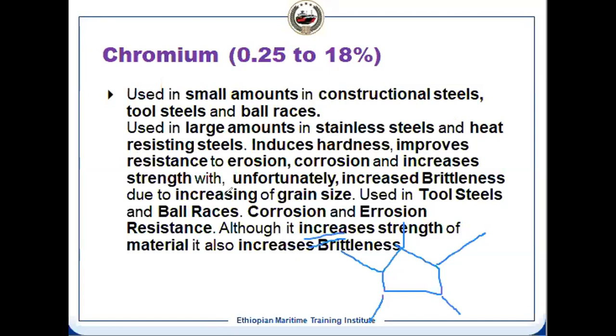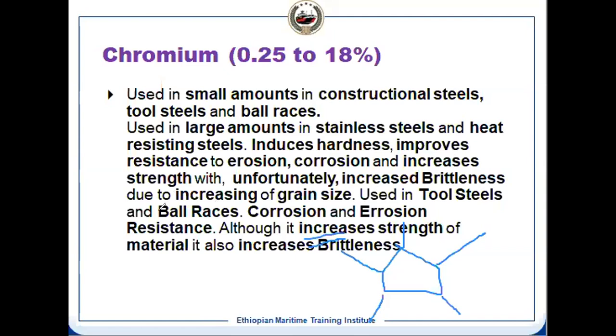The strength also increases, but once the strength increases, ductility is lost a little, and it creates brittleness, which is actually not good. Brittleness means it can break. That is the problem. And the grain size increases, and once the grain size increases, then it becomes brittle, it becomes hard. That is the reason it has this adverse effect, some negative effect.